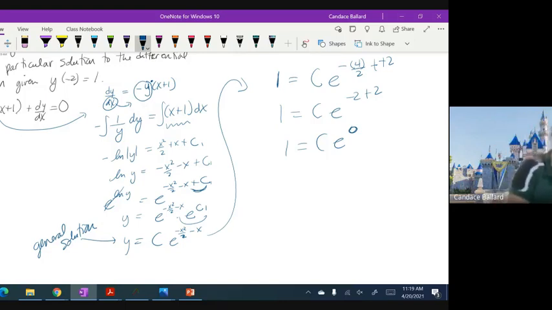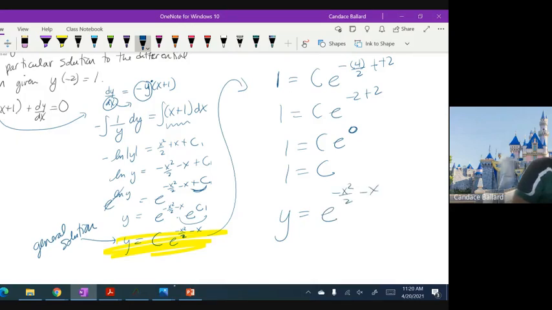All right, we got 1, so we know that c is equal to 1. Then I go back to the line before I plugged in, and I'm going to plug my c value into that. So y equals, I really don't need to write the 1 down, e to the negative x squared over 2 minus x. Okay, not so horrible, but you need practice at it.